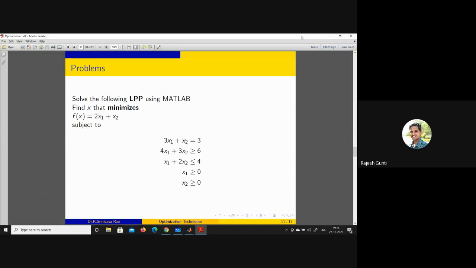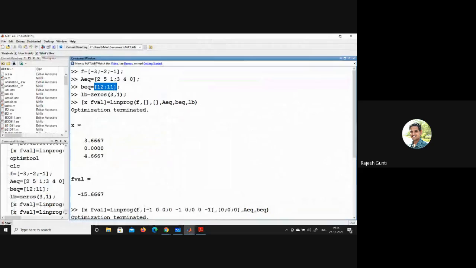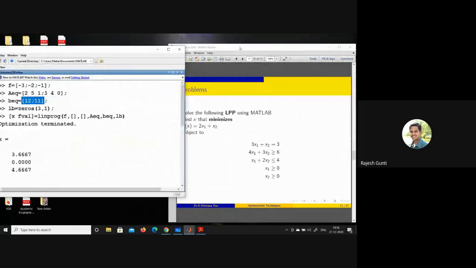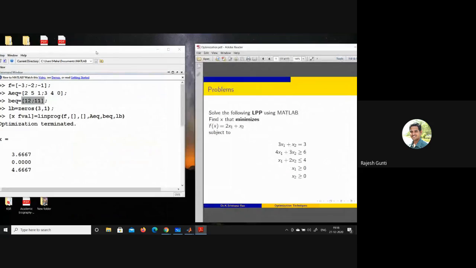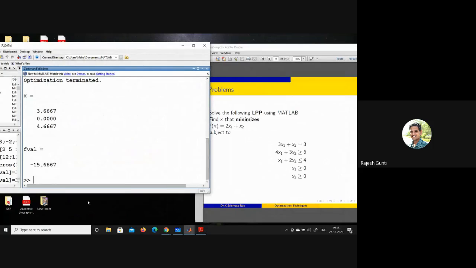One equality condition. Shall I use the toolbox, or do you want a command window solution? Toolbox is easy. Now F minimizes, not a problem. F is equal to 1, 2; 1. What is A?